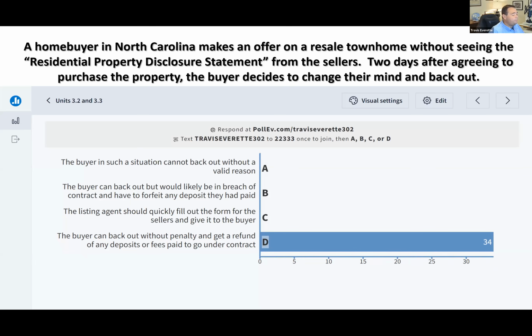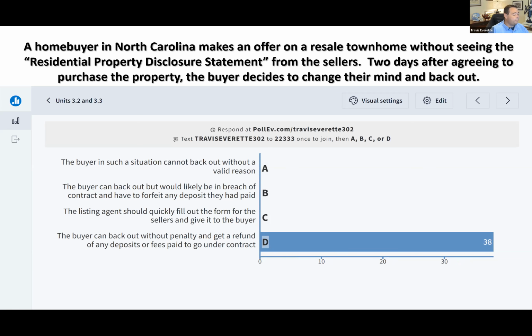B, the buyer can back out but would likely be in breach of contract and have to forfeit any deposit they paid. That's the whole penalty part. They aren't in breach. They get a free out for 3 days. C, the listing agent should quickly fill out the form for the sellers and give it to the buyer.